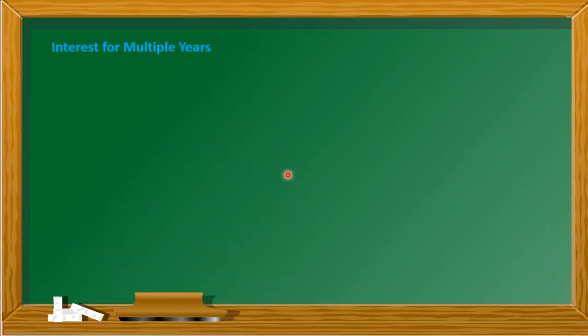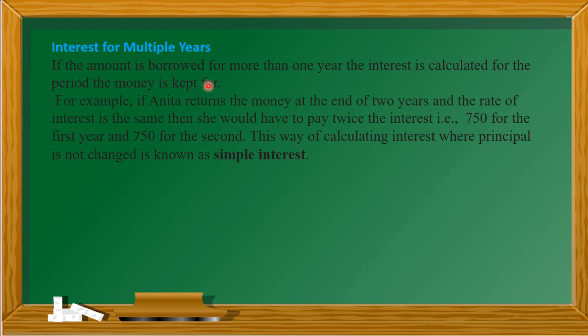Now if the amount is borrowed for more than 1 year, then how can we calculate it? So for example, we take the same example. If Anita returns the money at the end of 2 years, then what will be the interest? The rate of interest is the same. Then she would have to pay twice the interest, that is 750 rupees for the first year and 750 rupees for the second year.